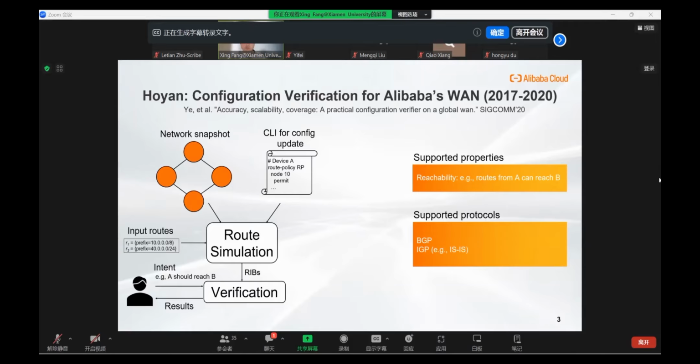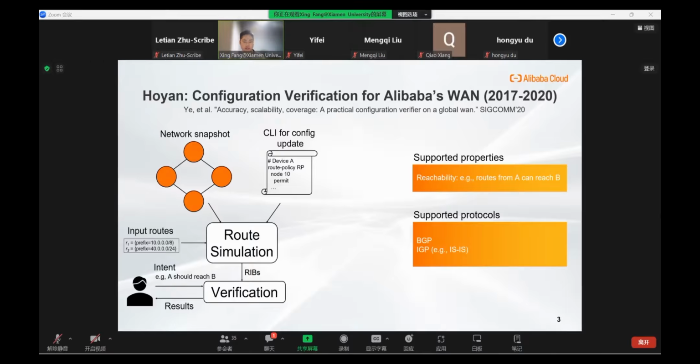At a high level, Hoyan performs route simulation to predict the routing tables of the updated network, and it has three inputs. The first is the current network snapshot, including network topology and configurations. The second is the configuration commands for the network change. And the third is the external routes that are injected into the network. Then Hoyan checks whether the simulated routing tables satisfy the operators' high-level intents.